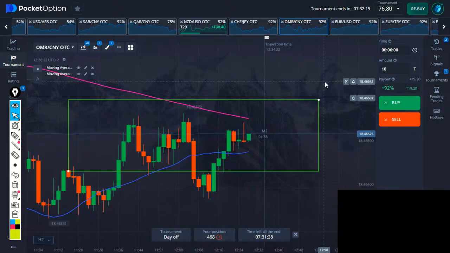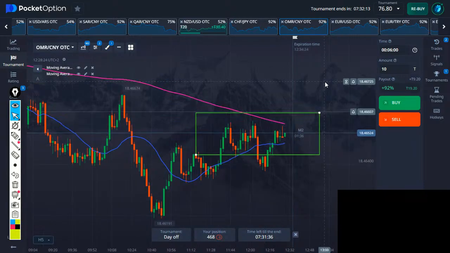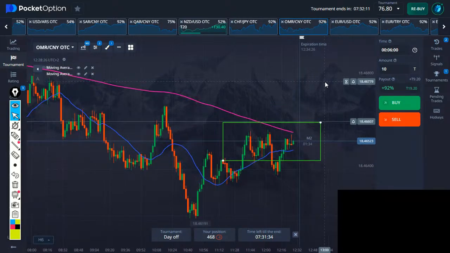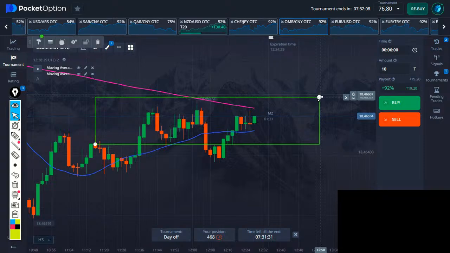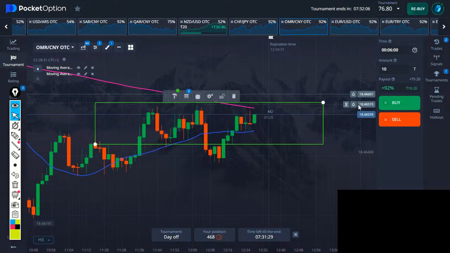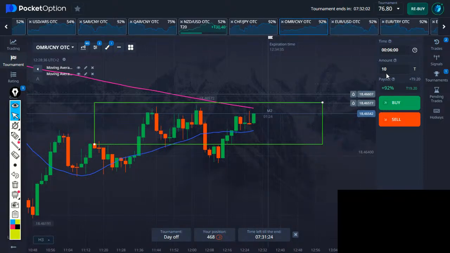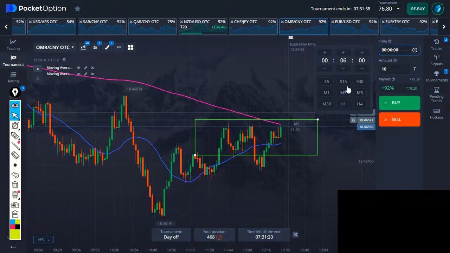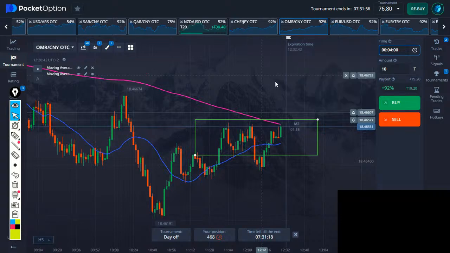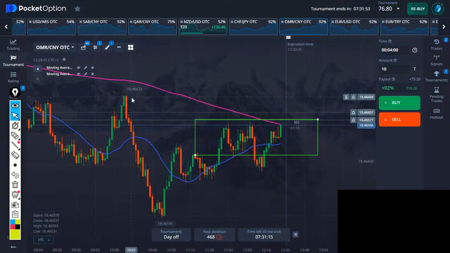Okay, we'll take a buy on this one. Buyers are in control. I need something to break and close above this level. We'll take a 4 minute. Lots of momentum from the buyers. The supply area is far away, so we are safe.